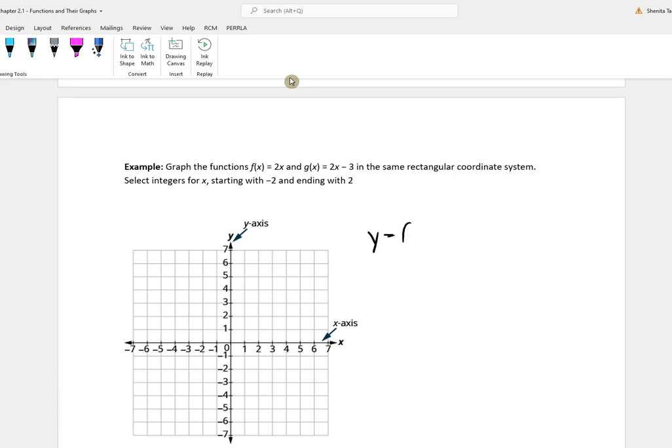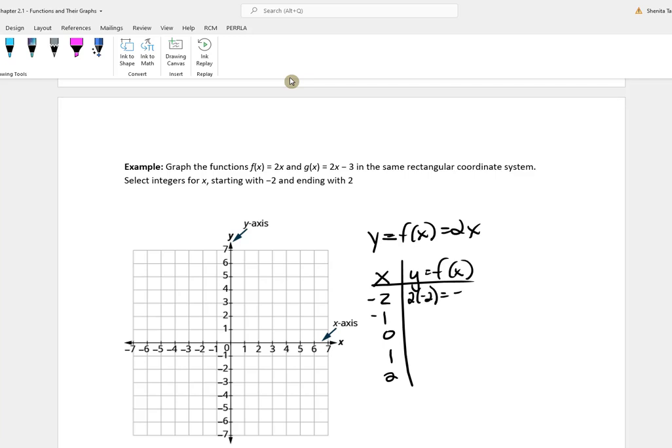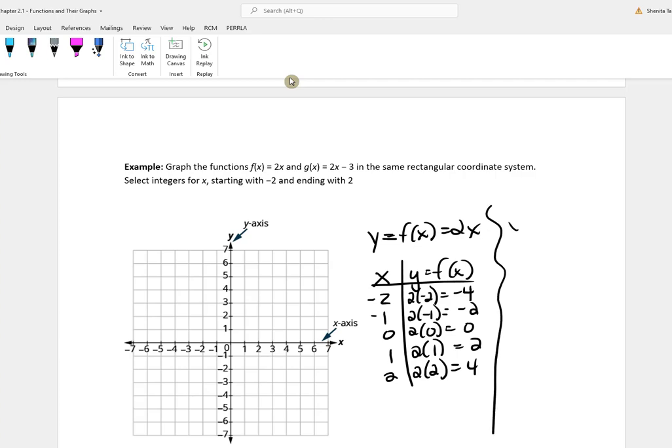So let's graph the first one. f of x is 2x. So I'm going to make a table. Remember I said f of x, or any function, is just the same as y. I'm going to go from negative 2 all the way to 2. When I plug negative 2 in here, 2 times negative 2 is negative 4. When I plug in negative 1, 2 times negative 1 is negative 2. When I plug in 0, I get 0. When I plug in 1, 2 times 1 is 2. And when I plug in 2, I get 4.